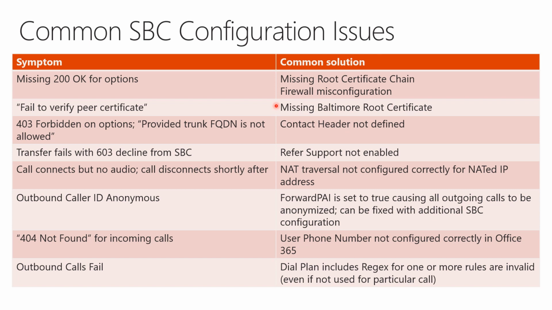All of the vendor documentation for the various SBCs have a step that talks about how to import this Baltimore root certificate, for example. You may also see errors. These are errors you might see in SIP logs on the session border controller, like 404 not found for incoming calls. That usually means that we can't find the phone number. So either we didn't configure the user's phone number correctly in the service, so if we were configuring them with the on-prem line URI parameter, perhaps we had a typo in that, or we're not translating it properly. Maybe we forgot to include the plus sign or fully form it as E.164, and the number just simply doesn't match.